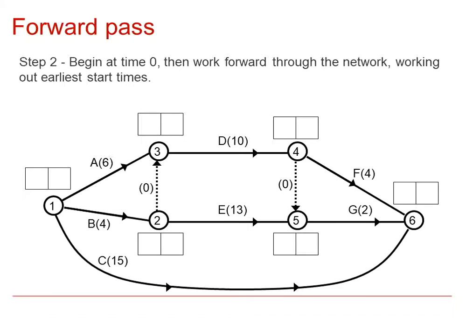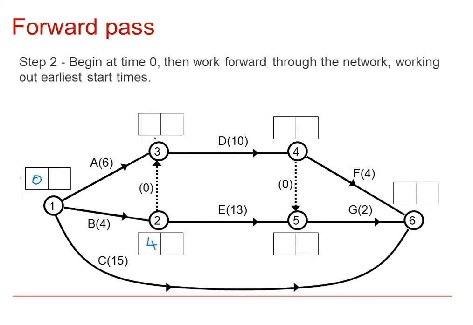Step 2, we begin at time 0, then work forward through the network, working out the earliest start times at each event. So we go to our first event and we put the earliest we can start, which is obviously 0. So we started the stopwatch running on this particular project. Then we look at the second event. This event is the completion of B, and the earliest time that we can complete B is 0 plus 4, which is 4.